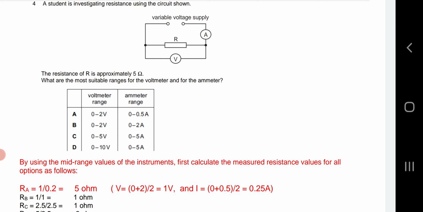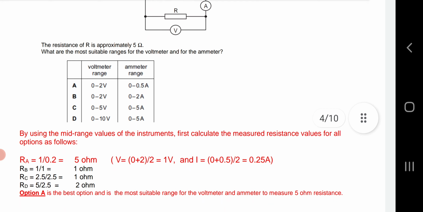So in the four options, four different voltmeter ranges and ammeter ranges are shown. What we do, we will take the mid values of each option. Like we will take the mid value of the voltage range for option A. We'll take the mid value of the ammeter range for option A, and we will try to calculate the resistance. The resistance which is closer to 5 ohm will be the best option.